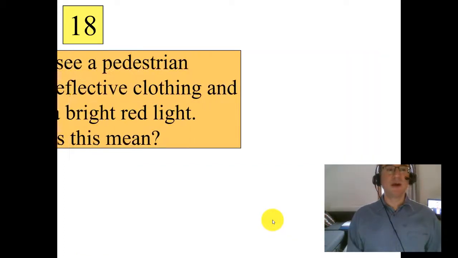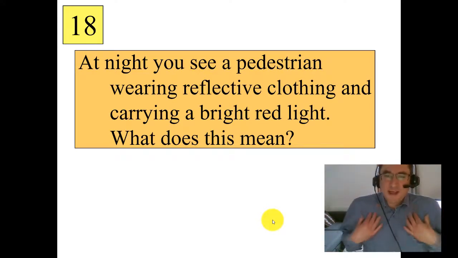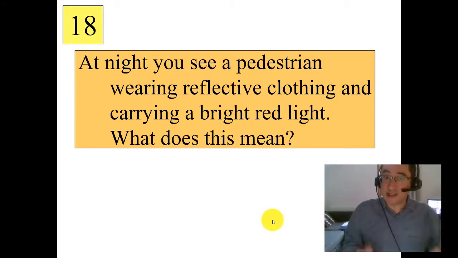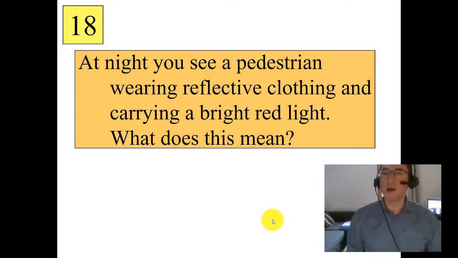Question 18. At night you see a pedestrian wearing reflective clothing and carrying a bright red light. What does this mean? So a pedestrian at night, reflective clothing. Remember, reflective is one of our key words from session 6. Reflective. Remember? Carrying a bright red light, what does this mean?